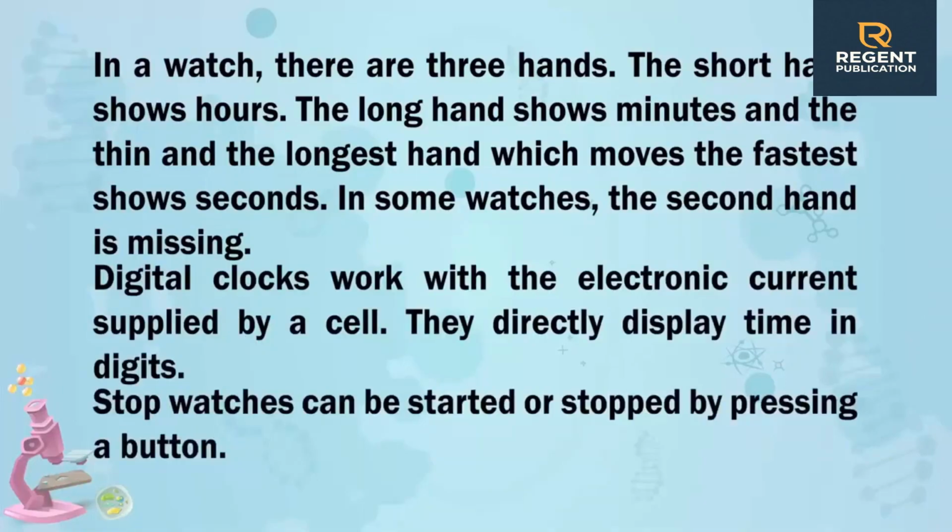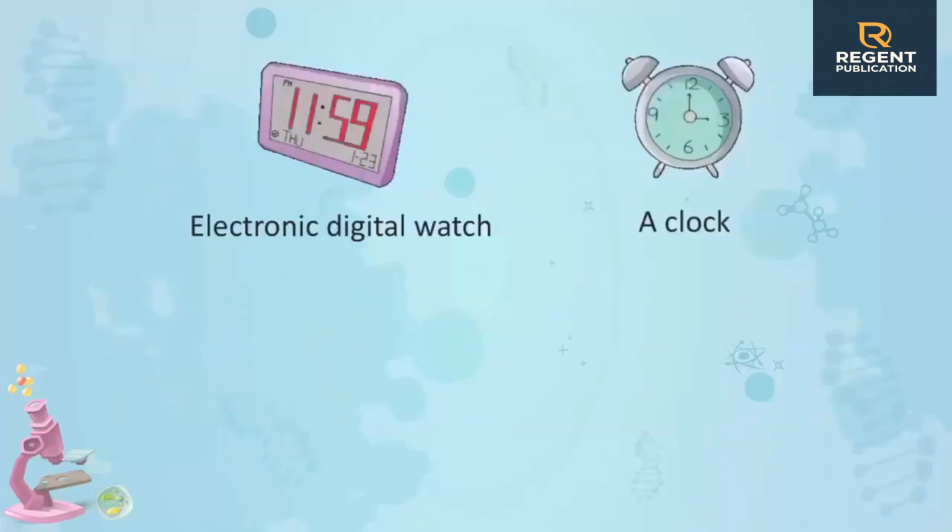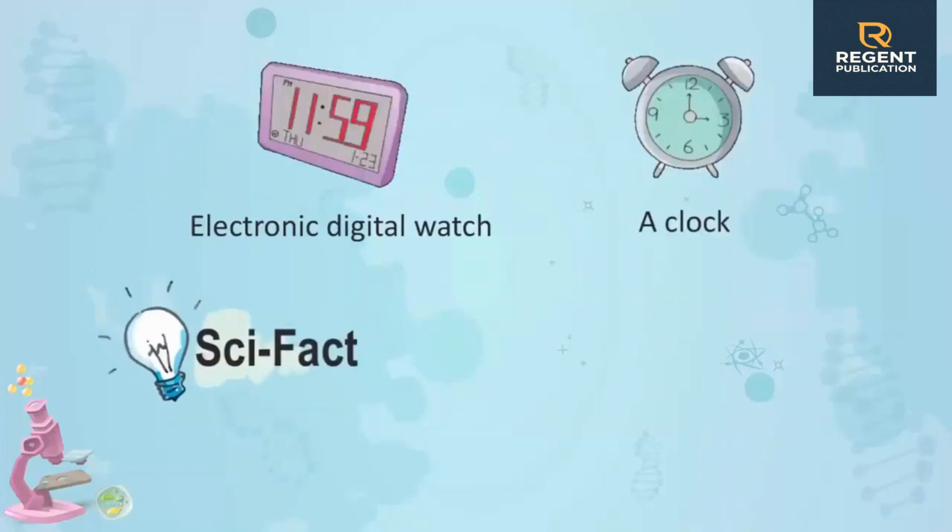Digital clocks work with the electric current supplied by a cell. They directly display time in digits. Stopwatches can be started or stopped by pressing a button. Scientific fact: stopwatches show time in seconds.